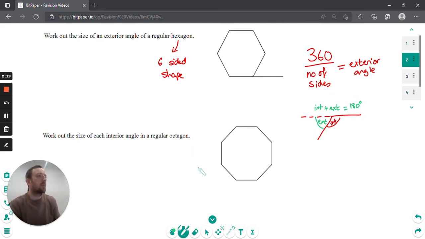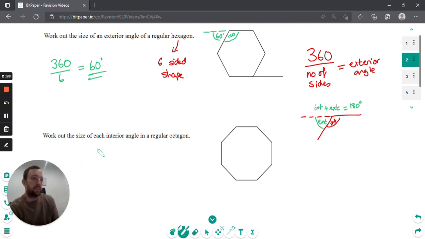So for this question, it says work out the size of the exterior angle. So we've got 360 divided by the number of sides, so 6. 360 divided by 6 is 60. So we've just found the answer to this first question because that will give us the exterior angle. So it's 60 degrees. Now if I ask you to find the interior, you know they've both got to add up to 180, so the interior angle would be 120. It doesn't ask that, but it could do.